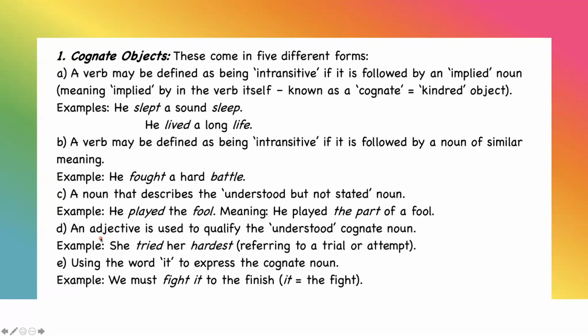Number D, an adjective is used to qualify the understood cognate noun. For example, she tried her hardest, referring to the trial or the attempt. And E, using the word it to express the cognate noun. We must fight it to the finish. It means the fight.